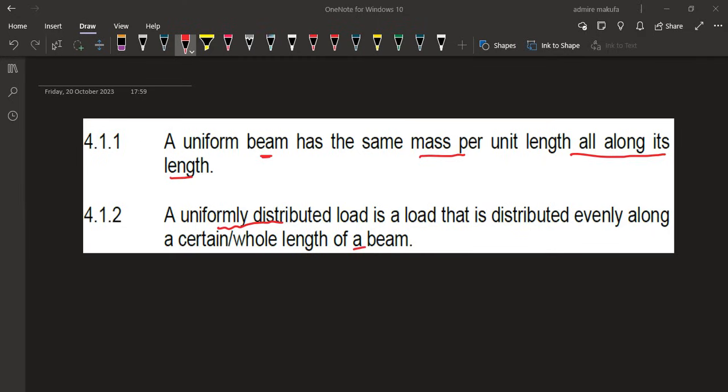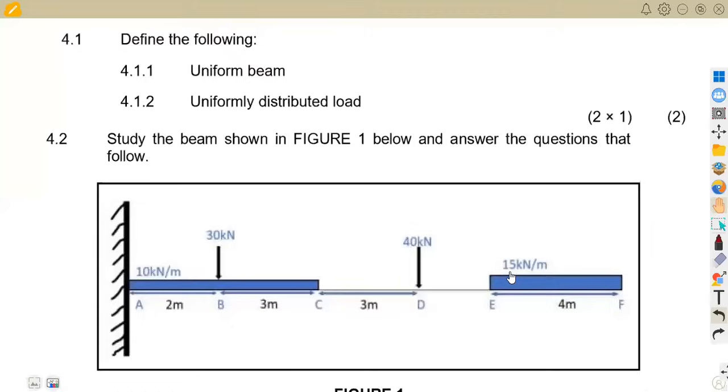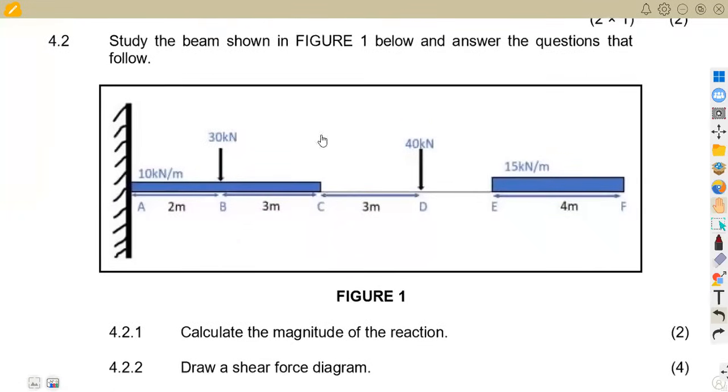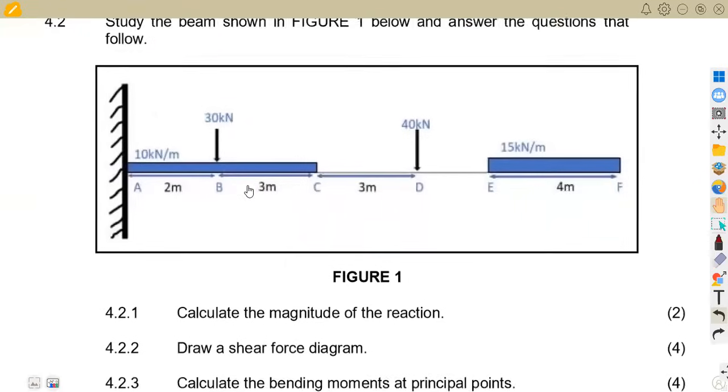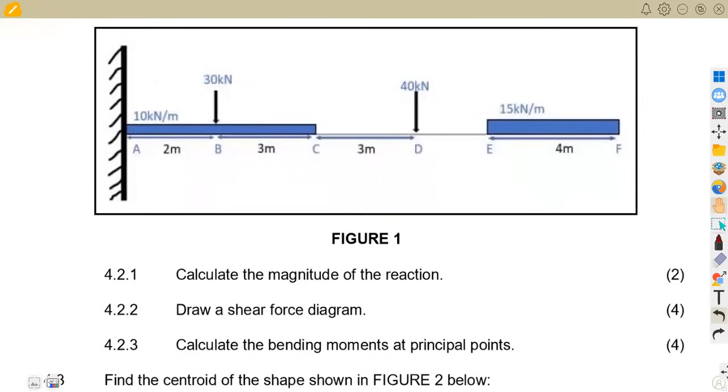All right, let us consider the second part of our question, where we are given: study the beam shown in fig 1 below and answer the questions that follow. So this is the beam that we are given. We are given the cross section of a cantilever in this case, and I talked about this cantilever concept in the April 2023 exams, so it's one and the same. We are asked to calculate the magnitude of the reaction at A.